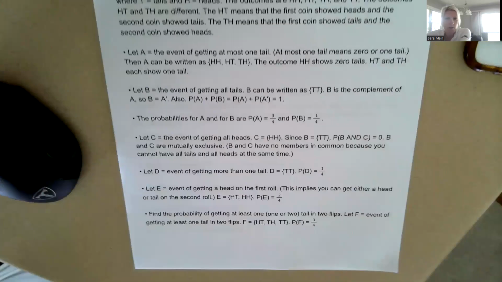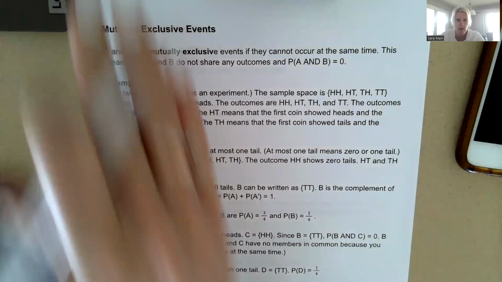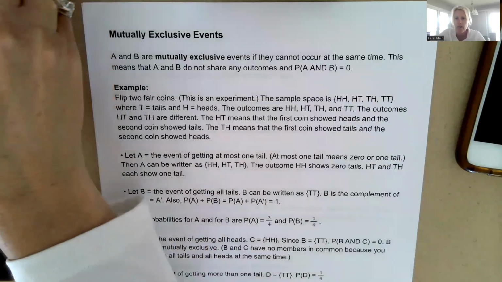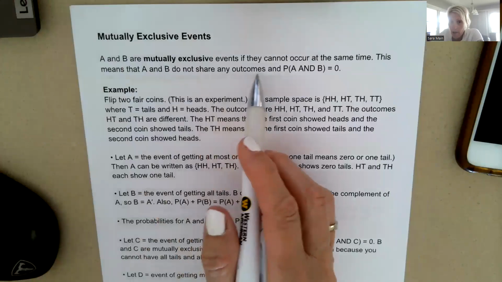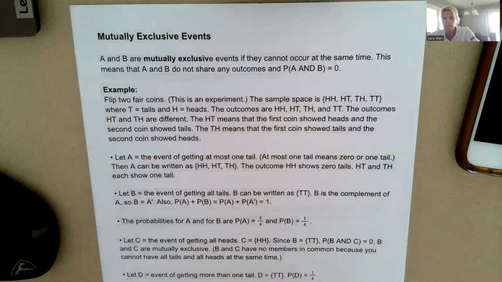Next, we're going to look at a new definition called mutually exclusive events. A and B are mutually exclusive events if they cannot occur at the same time. This means that A and B do not share any outcomes, and P, the probability of A and B, must equal 0.